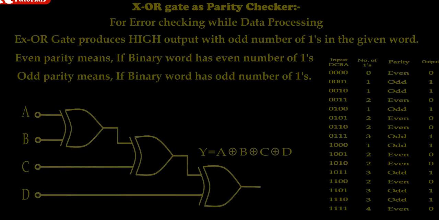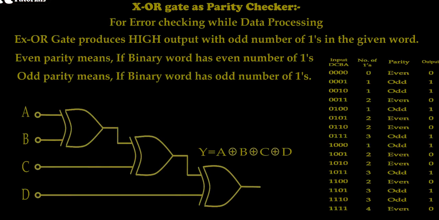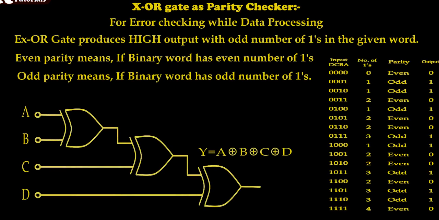The XOR gate is most widely used in many applications. We will discuss here applications of XOR gate. First of all, we will discuss the XOR gate as a parity checker. Now, what do you mean by parity? Parity means if some digital data is there, the number of ones in the digital data are counted. If that counted number of ones is even or odd, that will be identified by this parity checker.